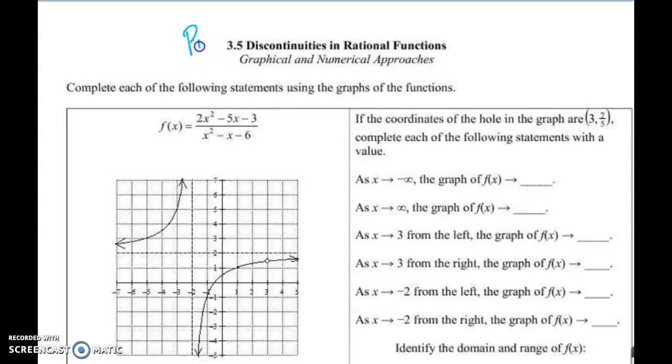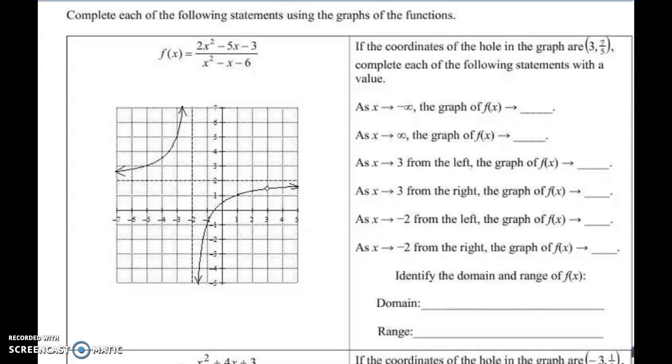Welcome back, Pre-Calc. We're continuing with 3.5, and we're going to do more of a graphical numerical approach with these problems. And remember, with numerical, yes, they give you the equation, but what they're asking you to do is just look at the graph and answer these questions.